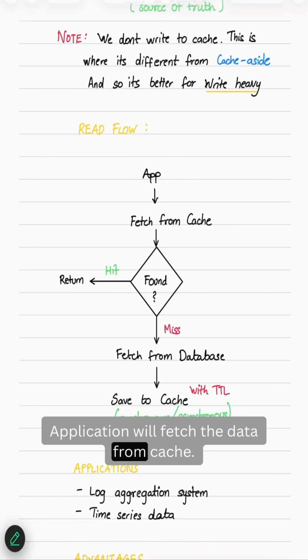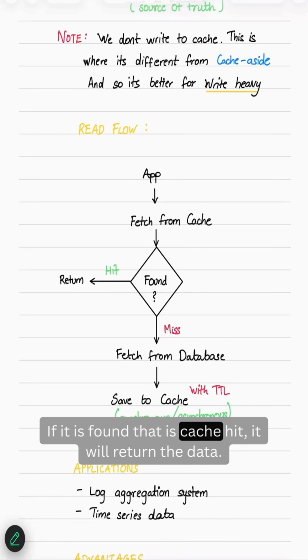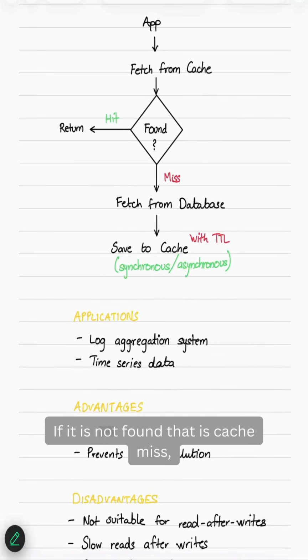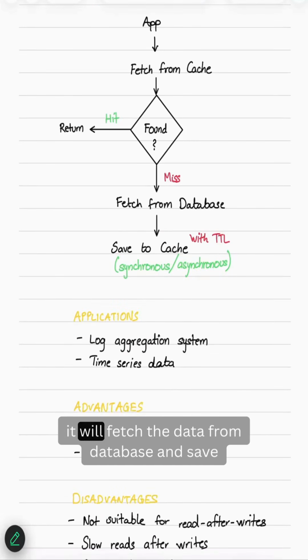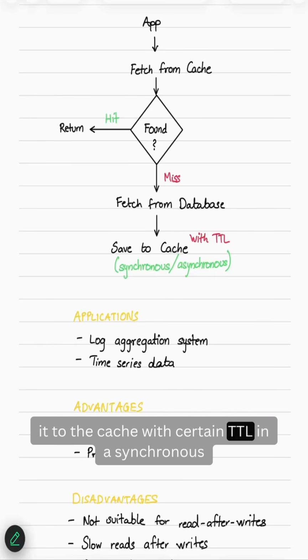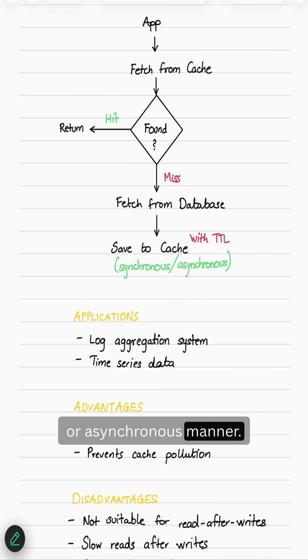The application will fetch the data from the cache. If it is found, that is a cache hit, it will return the data. If it is not found, that is a cache miss, it will fetch the data from the database and save it to the cache with a certain TTL in a synchronous or asynchronous manner.